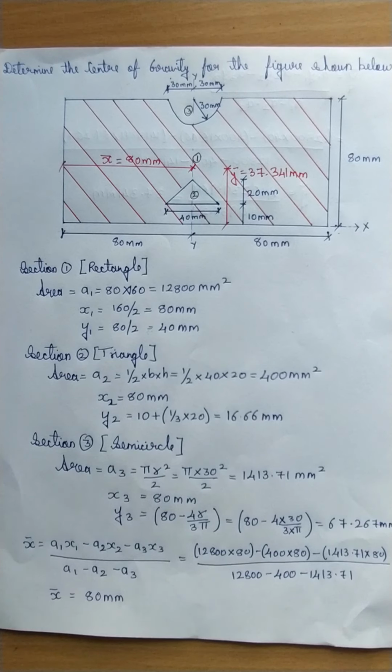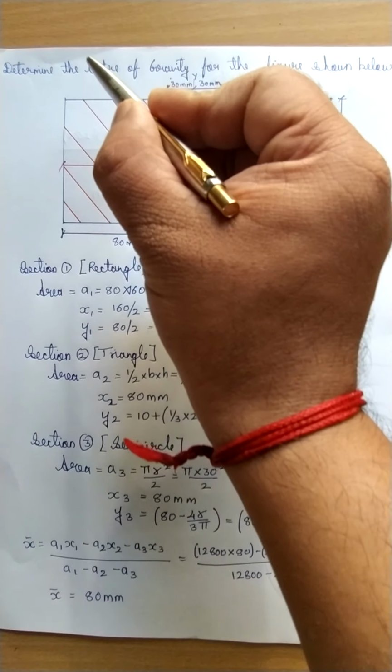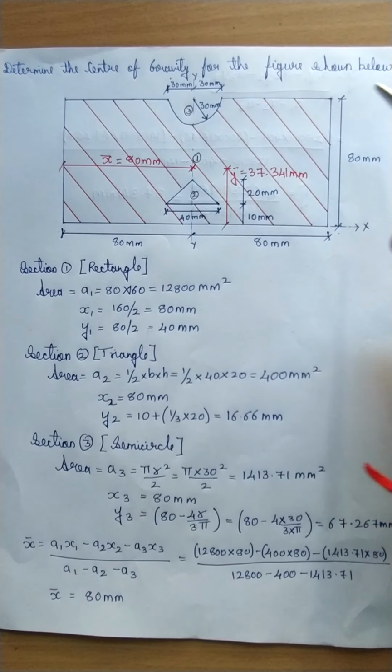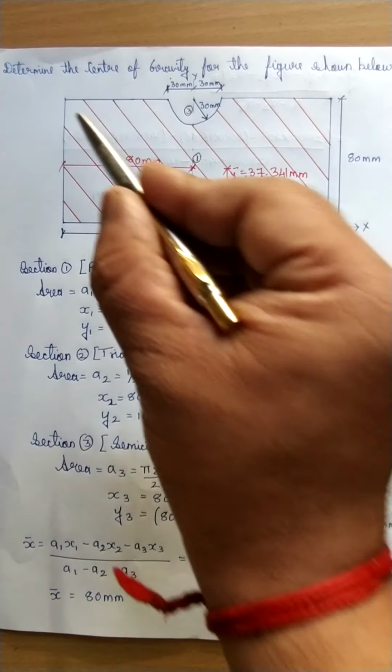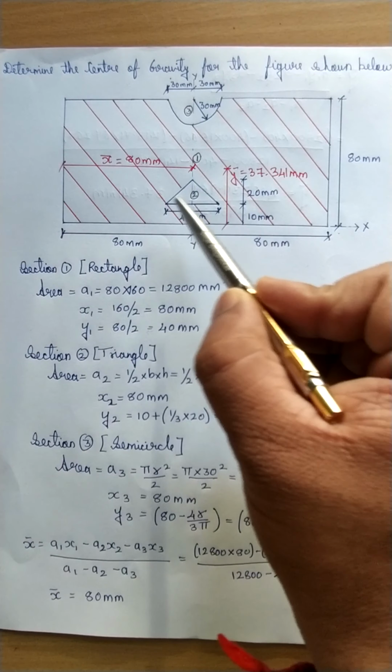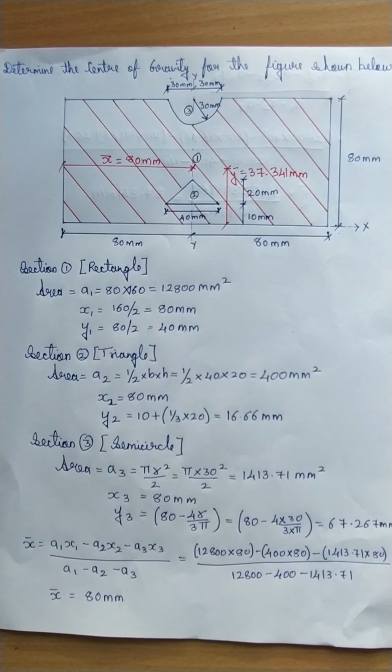So today we shall find out the center of gravity of the shaded portion. Now as you can see, this is the question. The question is, determine the center of gravity for the figure shown below. Here you can see there is a rectangle. So this is the full rectangle, and there is a triangle, and there is a semicircle.